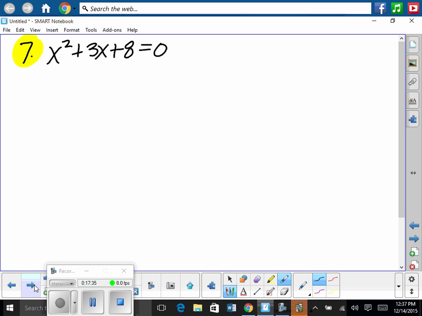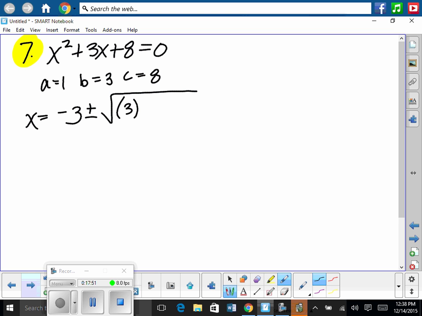Same thing with number 7. It says solve. You can solve by whatever method you'd like. I'm going to use the quadratic formula again. A is equal to 1, B is equal to 3, C is equal to 8. So we do x equals -3 plus or minus the square root of b squared minus 4 times a times c, all over 2a.